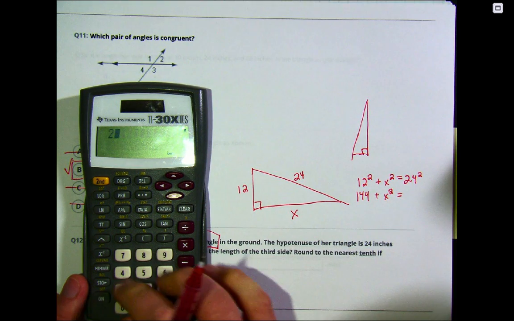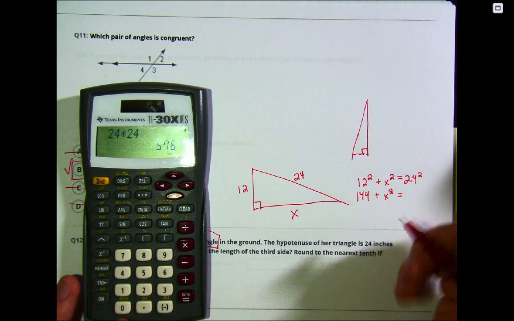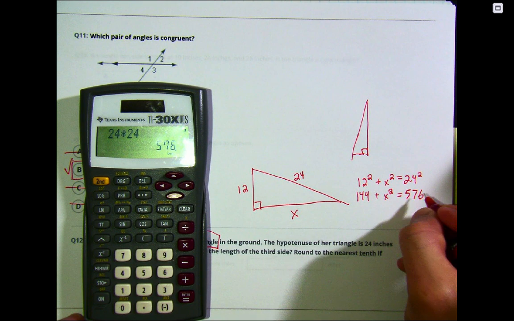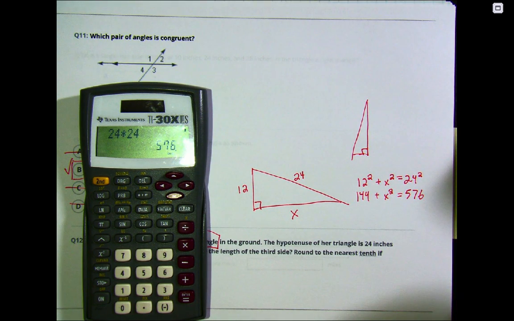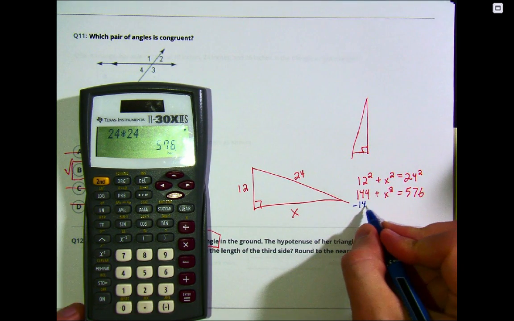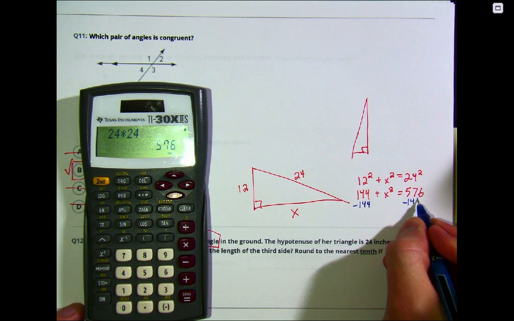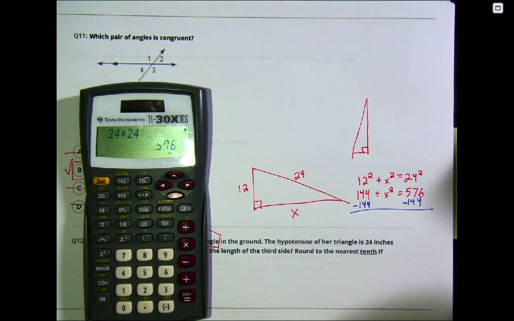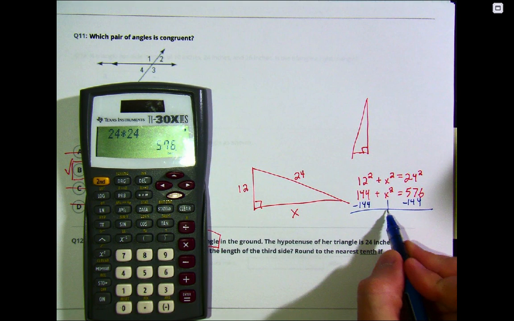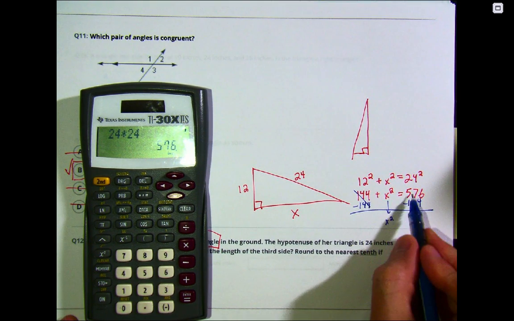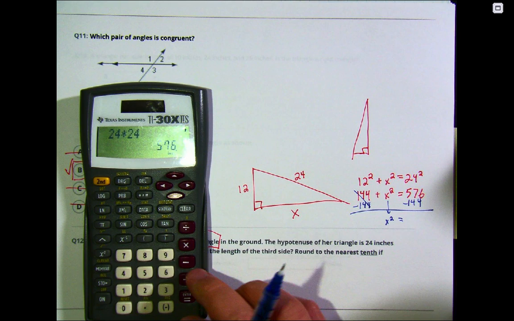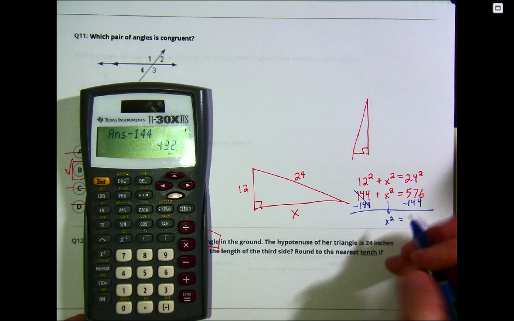24 times 24, I don't know that one off the top of my head. 576. So I am going to subtract 144. Hopefully you understand why I'm subtracting at this point, right? Because I've got to get x squared by itself. So I've got to get rid of this. So 576 minus 144 is 432.